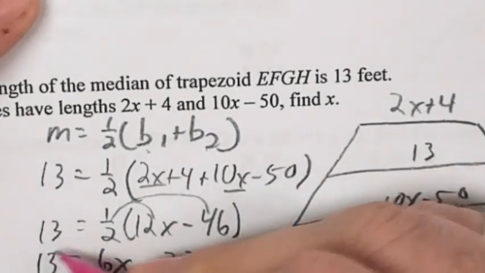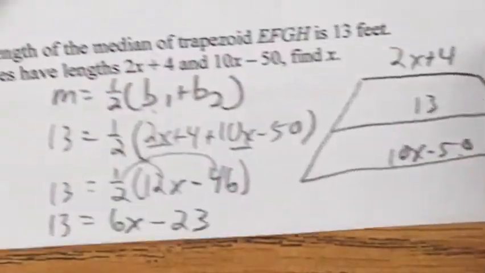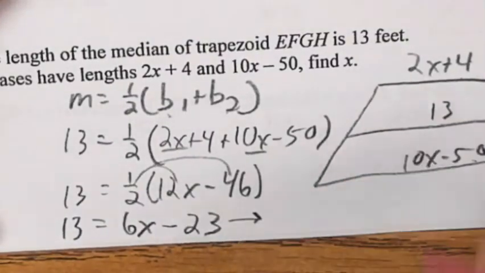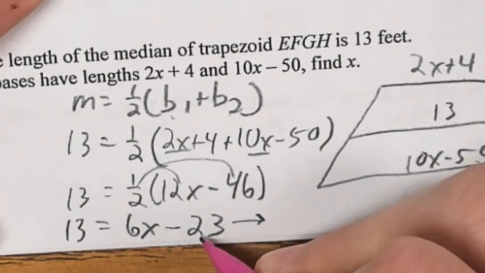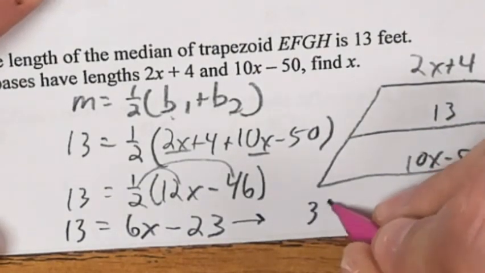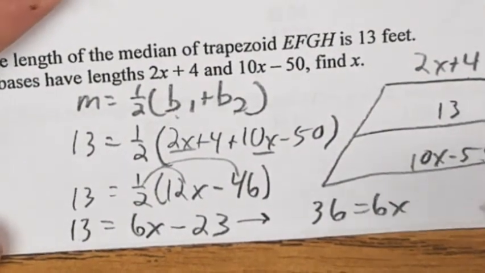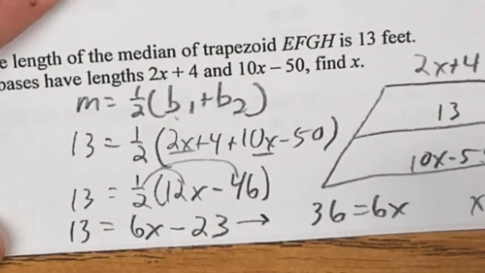Now we're going to add 23 to both sides, and I'm going to jump over this way because I ran out of room. If I add 13 plus 23, I'm having problems with my mental math today. That is 36 equals 6x. Divide both sides by 6, and I get x equals 6.